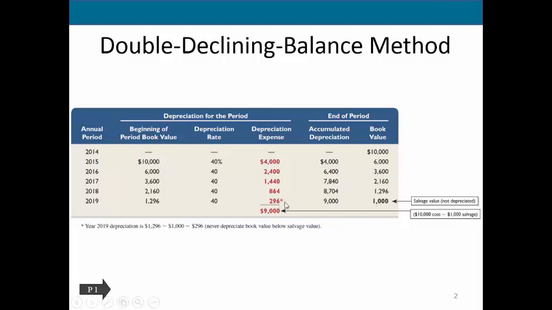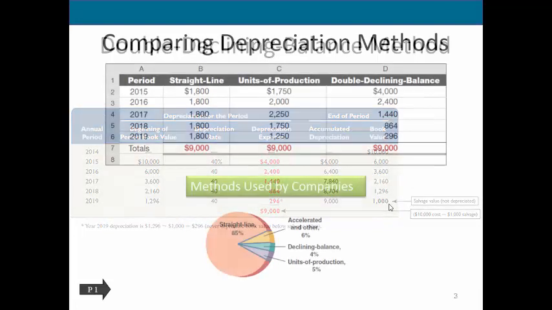So even though we're not using the salvage value in our original calculation using the double declining method, it doesn't mean that we ignore it. Instead, we have to pay attention to that when we get to these later years, and we make sure that we do not depreciate beyond that salvage value. The book value should never fall below that $1,000.